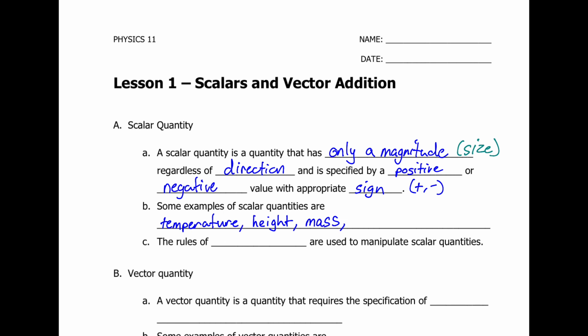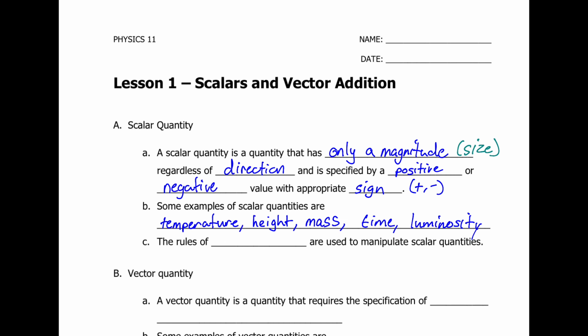Another one that's probably the most common one we will deal with is time. Time is a scalar. Time moves forward constantly, and it can't do anything but that. There's some other ones. I like this one: luminosity, or how bright something is. It's not something we're going to use very often, but it's a nice, fun scalar.